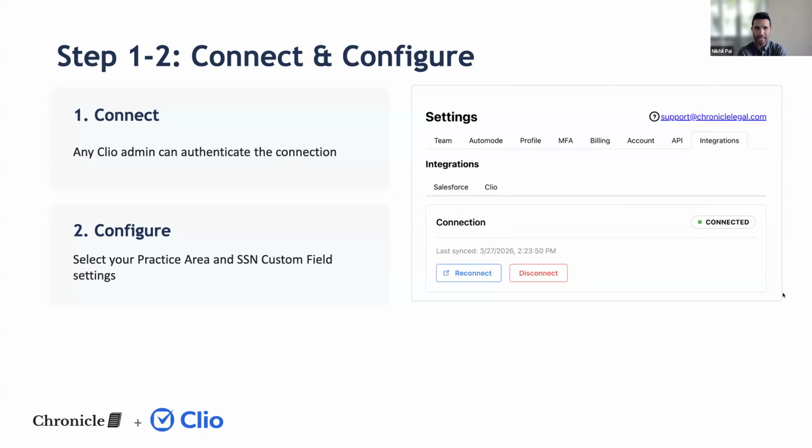So a quick recap. Step one is going into settings as a Chronicle admin, and then going to integrations, Clio, and then clicking connect. That way you are able to authenticate your Clio account with Chronicle. Once again, noting that the person who does this authentication will have all Chronicle changes under their name.